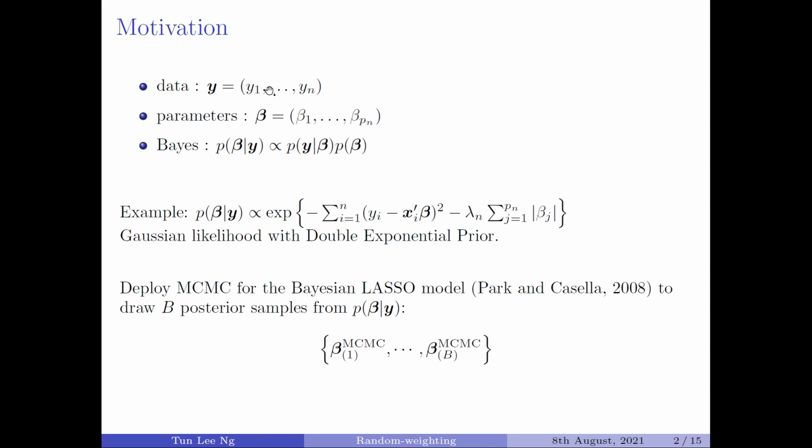Suppose we have n data points and we have a parametric model. Using a Bayesian approach, we would like to know the posterior density of beta given y. As an example, suppose we consider this posterior density, whereby it has a Gaussian likelihood and a double exponential prior. Now, what we can do is to deploy MCMC based on the Bayesian LASSO model as introduced by Park and Casella in their 2008 JASA paper to draw B posterior samples from this posterior density. And we get B MCMC samples here.